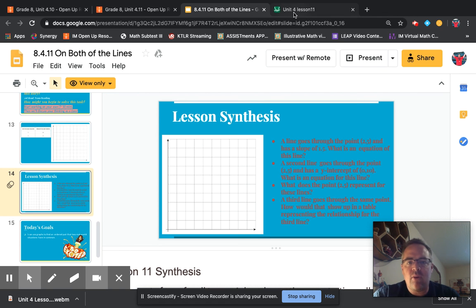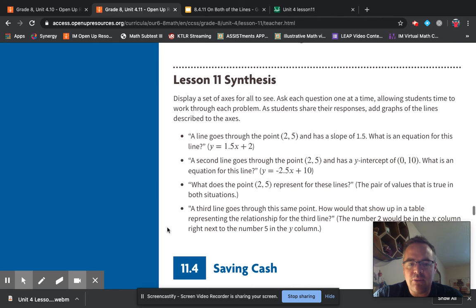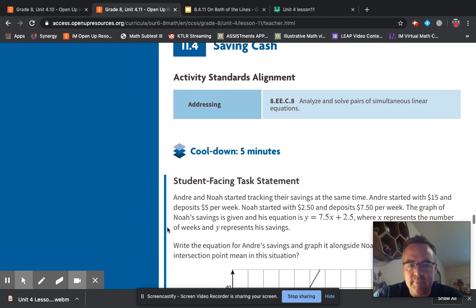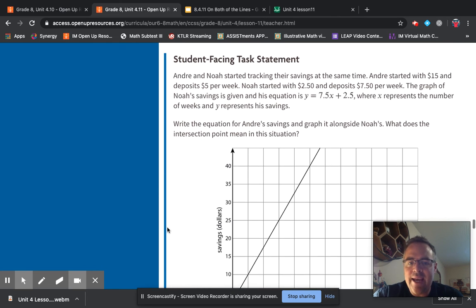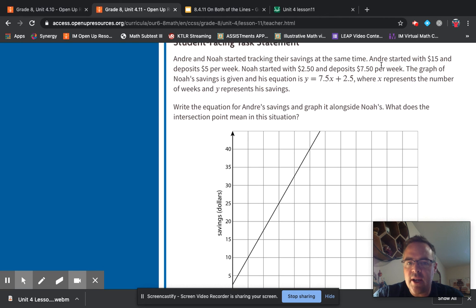And finally, I really, really love the cool down here, which is something I spent some time on in the next day. I really absolutely love it. It's called Saving Cash. And this one has Andre and Noah saving money. And it tells you what Andre started with and what Noah started with and how much they're depositing each week. And the graph here corresponds to this equation. And they have to plot Andre's savings and write the equation and interpret what that intersection point means.